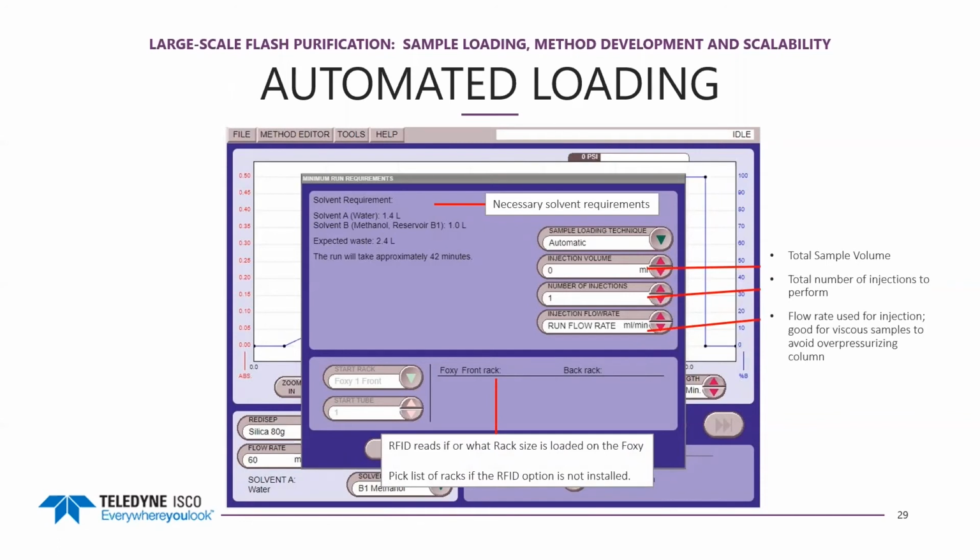And when you do so, you do get some additional parameters you need to enter. Some of those are the total sample volume that you plan to purify, and then the total number of purifications you're going to do. Based on that, the Torrent is going to determine what your injection volume is and then apply that to each run. The third parameter here is really useful if you have a more viscous solvent you're loading your sample in. You can reduce the flow rate during the injection process as you load that on, so you don't overpressurize your column.